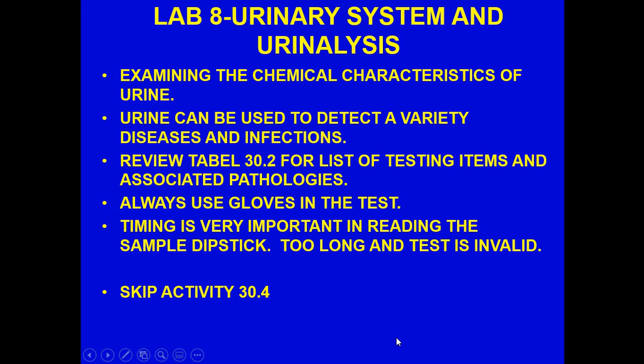Now, examining the chemical characteristics of urine. Urine can be used to detect a variety of diseases and infections. Rather than have you go over and review the table of 30.2 for the list of testing items and associated pathologies, I would like you to look at that, but also I've included in the video collection for the lab, you are to go through at least the first few of them because those videos are going to be doing exactly some basic tests as if you were doing it in the lab.